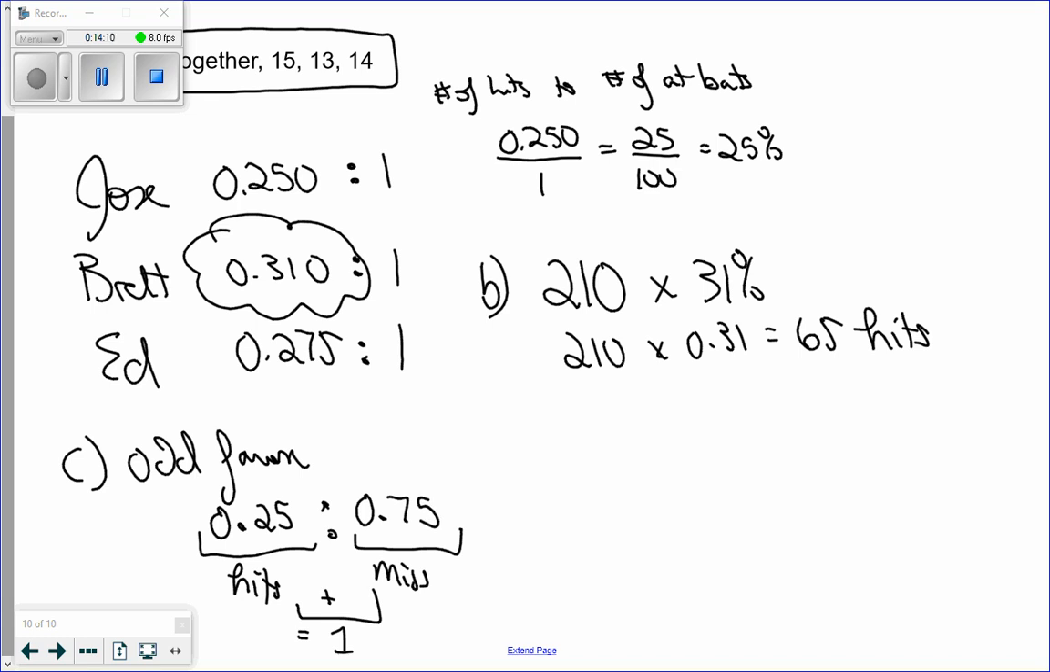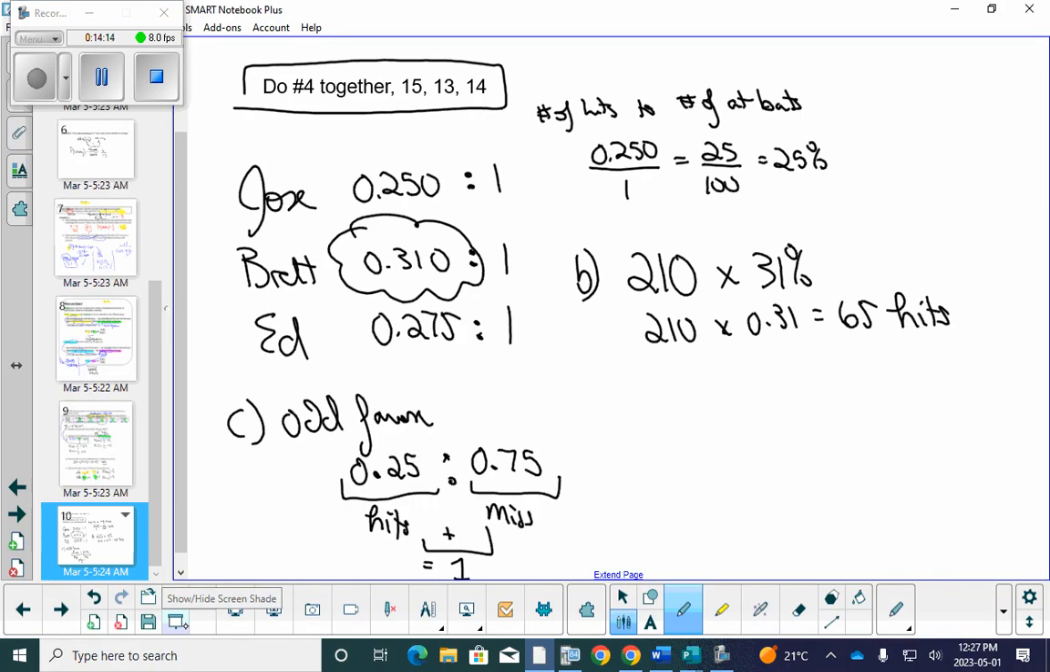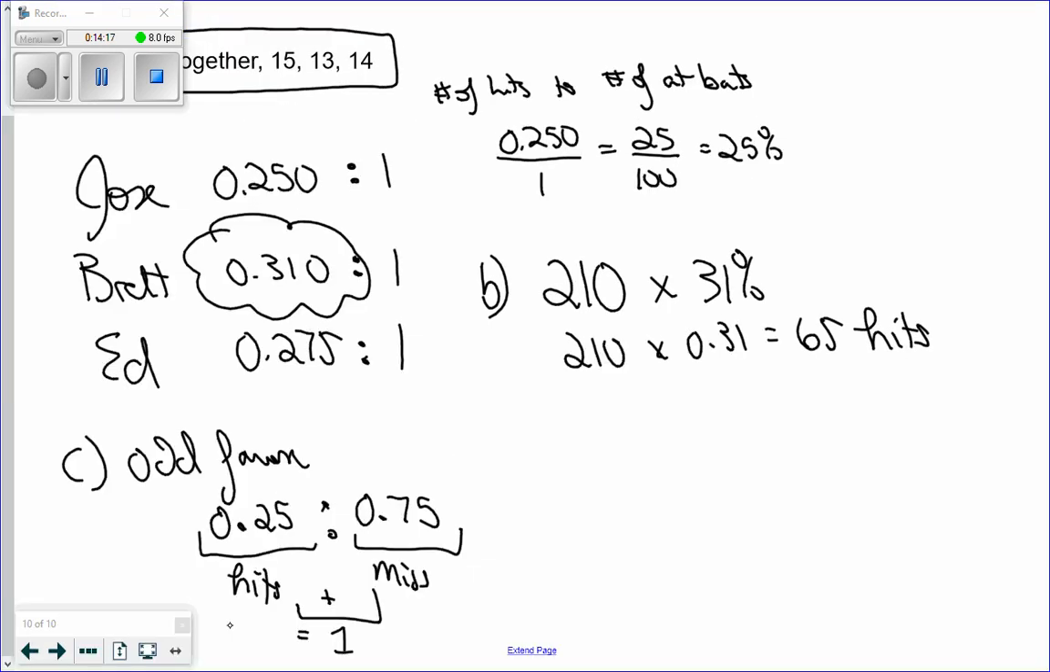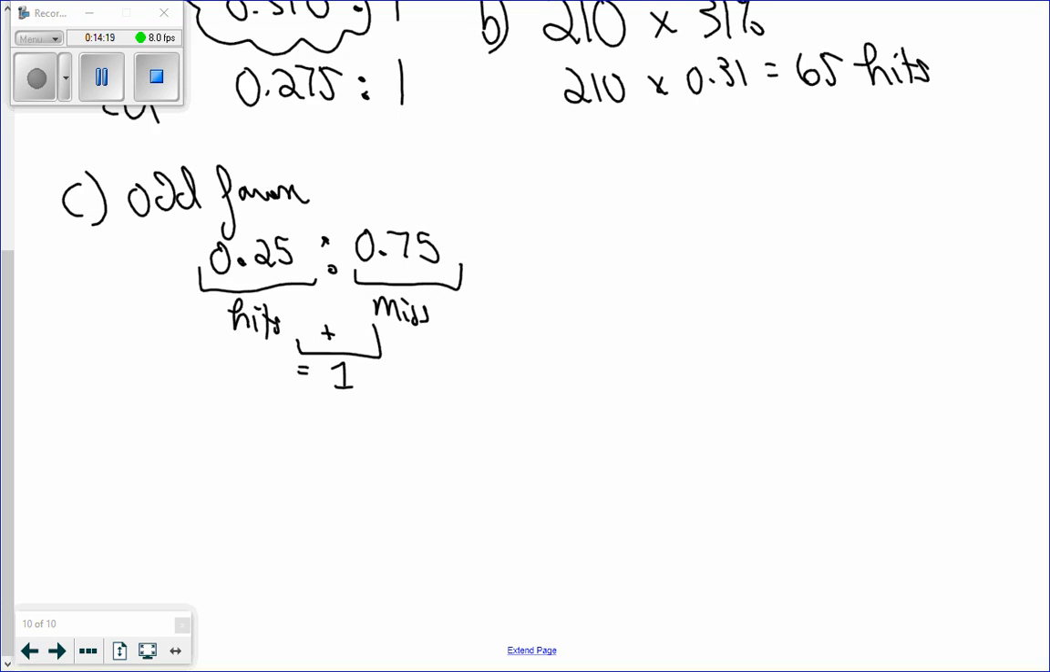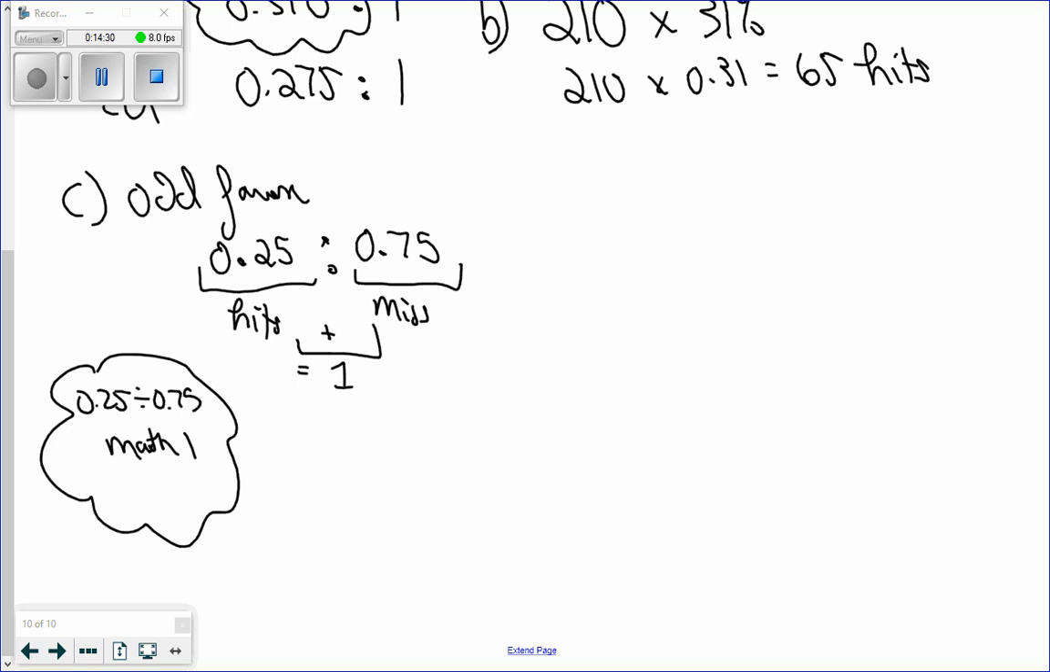So you can leave it like that. Usually on the diploma though, they will simplify this down. So all you have to do on your calculator is go 0.25 divided by 0.75, math 1, and convert it to a fraction, and you should get 1/3. So that's how they will usually give it, is they will reduce down those decimals.